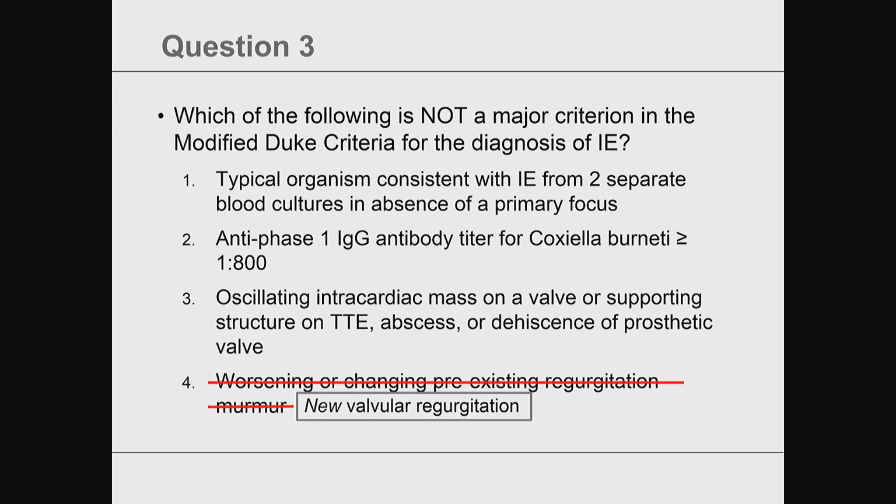The answer is 4. It is not enough to have a worsening or changing pre-existing regurgitation murmur. You must have a new valvular regurgitation.